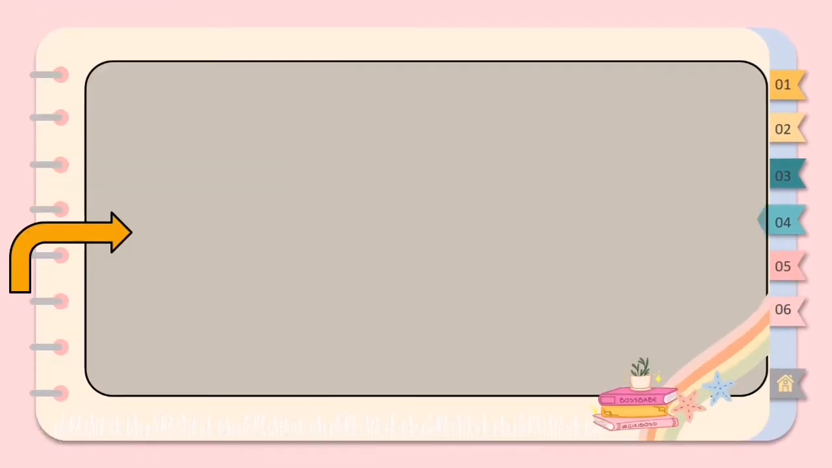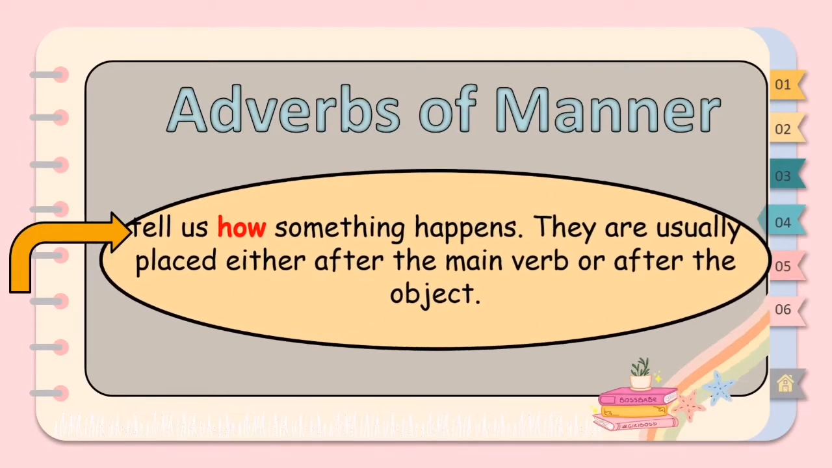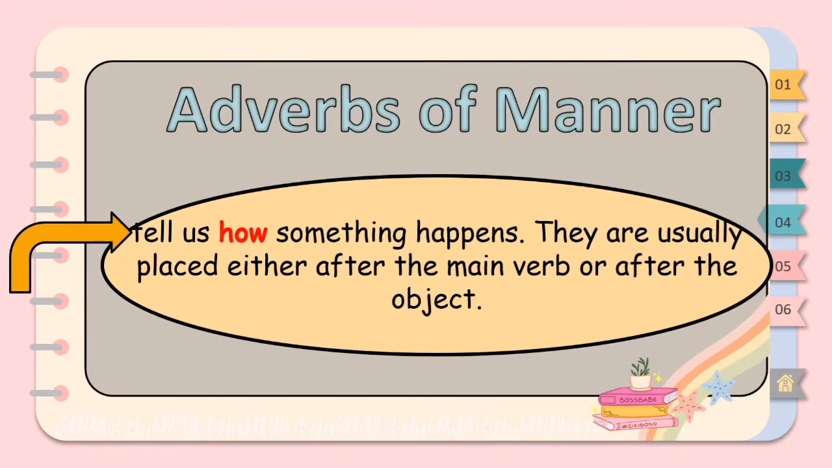Now, let's define adverbs of manner. When we say adverbs of manner, they tell us how something happens. They are usually placed either after the main verb or after the object. And it answers the question how. So it tells us how something happens or how the action is being done.